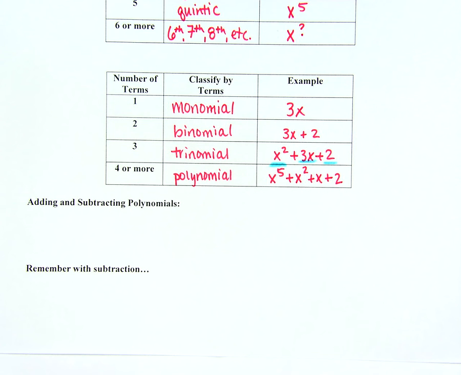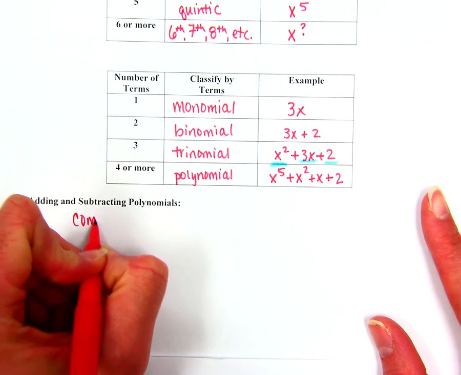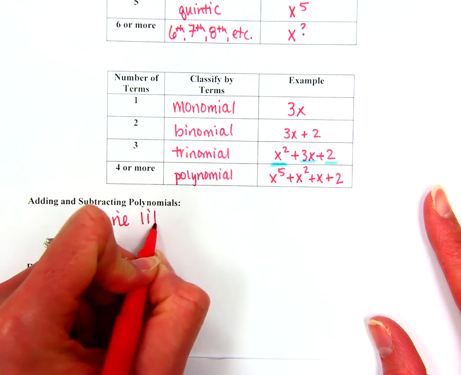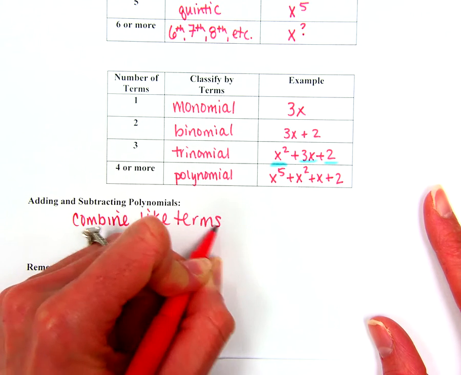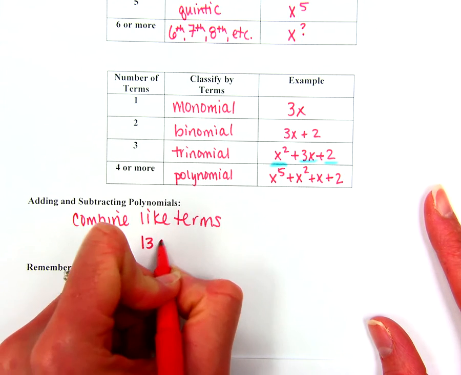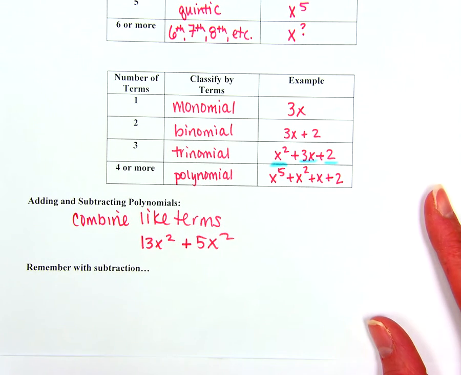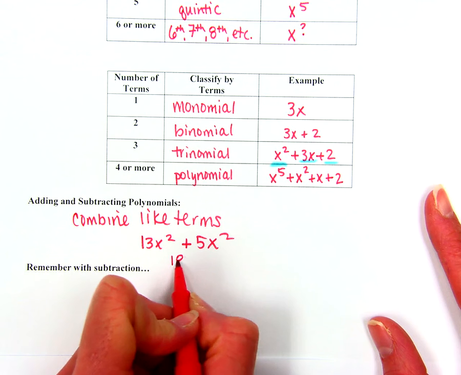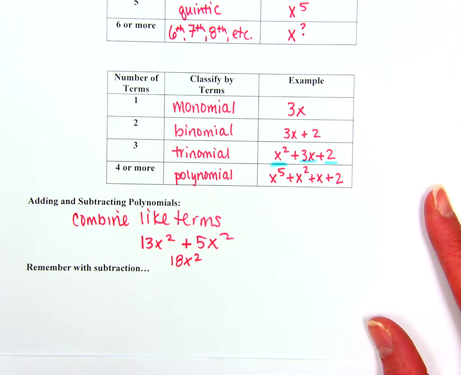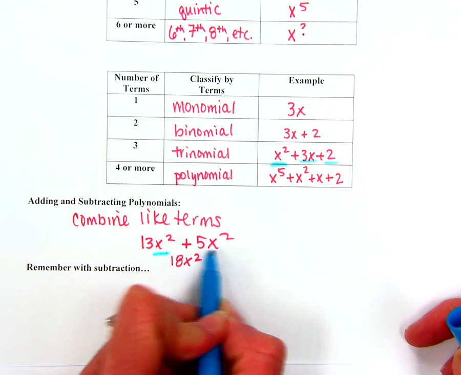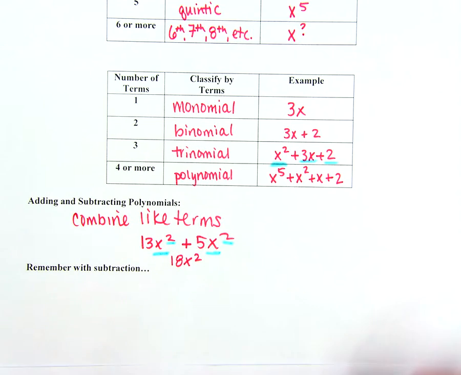All right, so things to remember when you're adding and subtracting polynomials. Make sure that you combine your like terms. All right, so for example, like terms would be 13x squared and 5x squared. Those could add together to give you 18x squared. The reason why they're like terms is because they have the same variable part and also the same exponent.